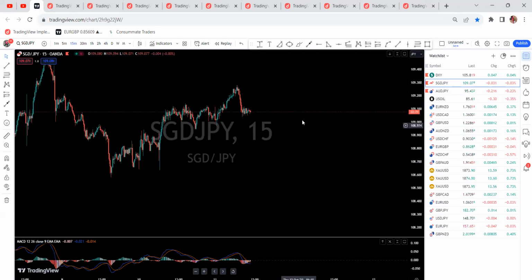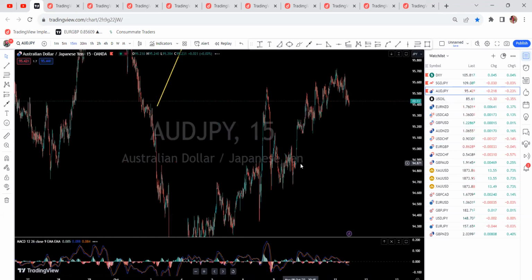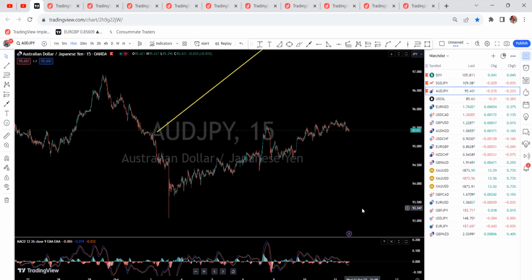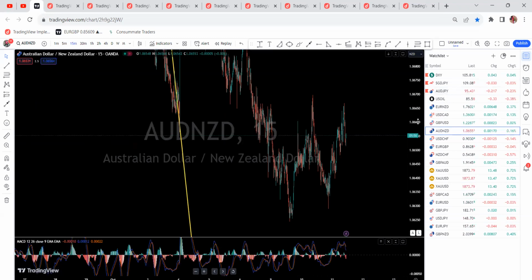Okay, so that is for HKDJPY, and that applies to some other JPY pairs, like AUDJPY. So I strongly believe that on the 15 minutes time frame, I need more down. On the AUDJPY, more down is expected. AUDNZD, very sharp move.